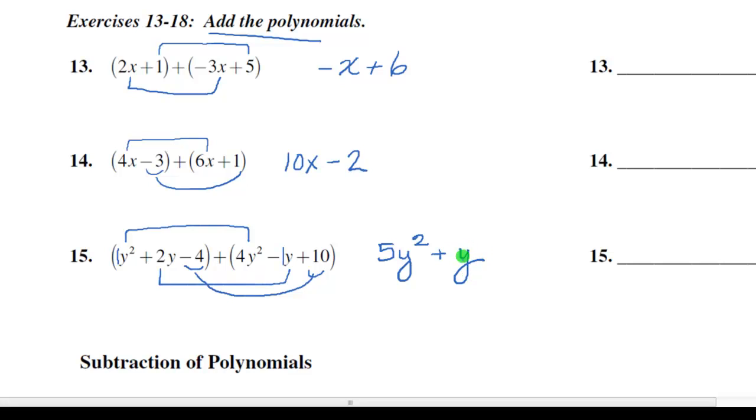And notice again that I'm not dealing with the exponents on the variables. Those stay alike. We only change those exponents when we multiply, like we did in the last video. And then here, for the last term, we have a negative 4 added to a positive 10, which gives us a positive 6. So there's our trinomial.